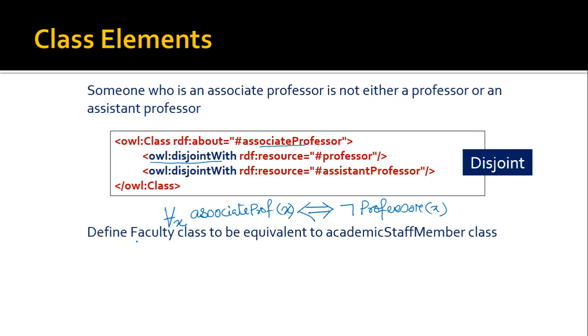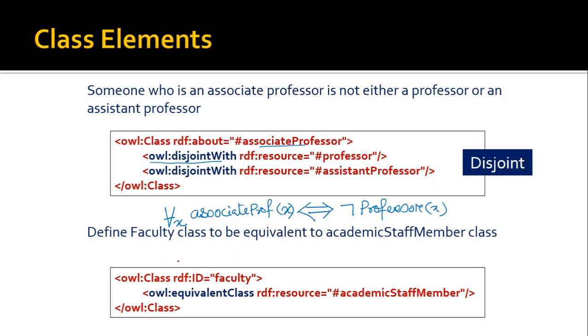Now, how do you represent this fact: define the faculty class to be equivalent to the academic staff member class? We are trying to define the faculty class to be equivalent to the staff member class, and this is very easy to do. But let us see how we do it with the help of OWL, right? For that we have a construct called OWL equivalentClass, right? So I'm saying that faculty is an equivalent class of academic staff member, right? So this is how we define it.